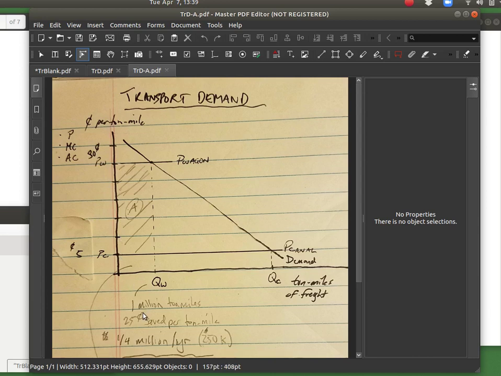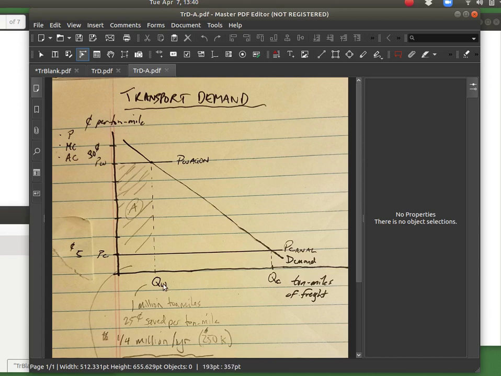Let's say further, for the sake of argument, that we've got 1 million ton miles of freight being carried. The point then is that the reduction in transport costs of 25 cents per ton mile, that's a savings on 1 million ton miles, gives us $250,000, and we're thinking of this as an annual sort of model, a $250,000 savings. And that's the area A. Pretty simple. If you've had microeconomics, you might recognize that as an increase of consumer surplus associated with a decline in the price being paid for a good.